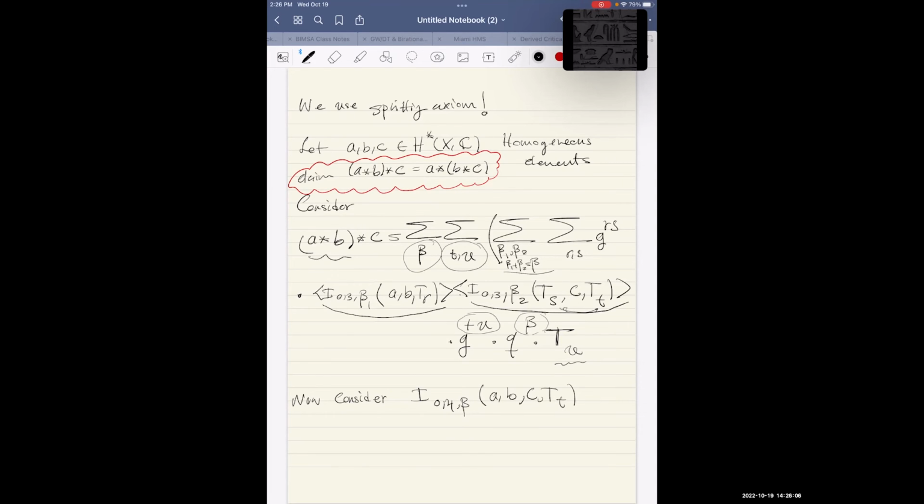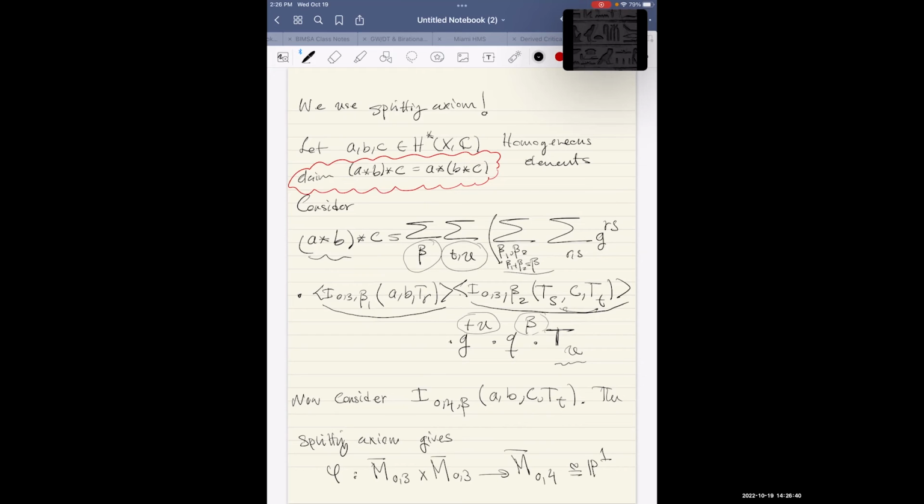Okay, you will say, why do I need that? The splitting axiom gives the following map. You remember, phi: M̄_{0,3} × M̄_{0,3} goes to M̄_{0,4}, which is itself a P1. You remember this one, right?